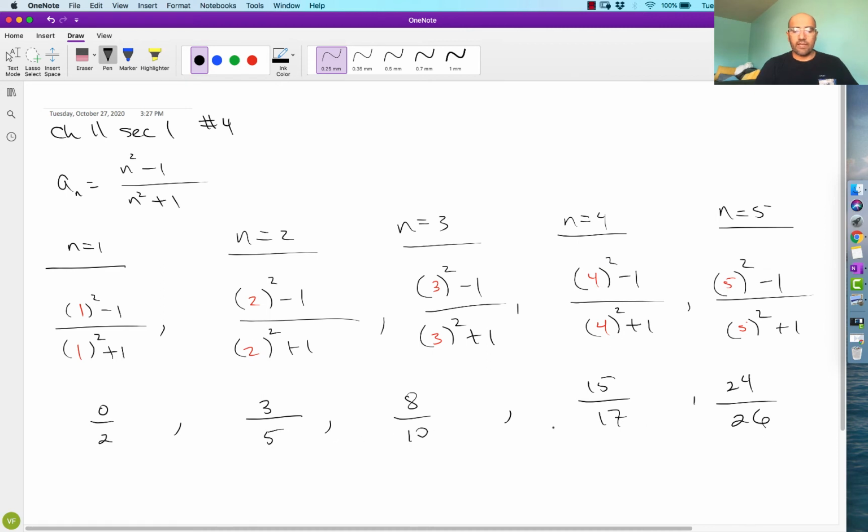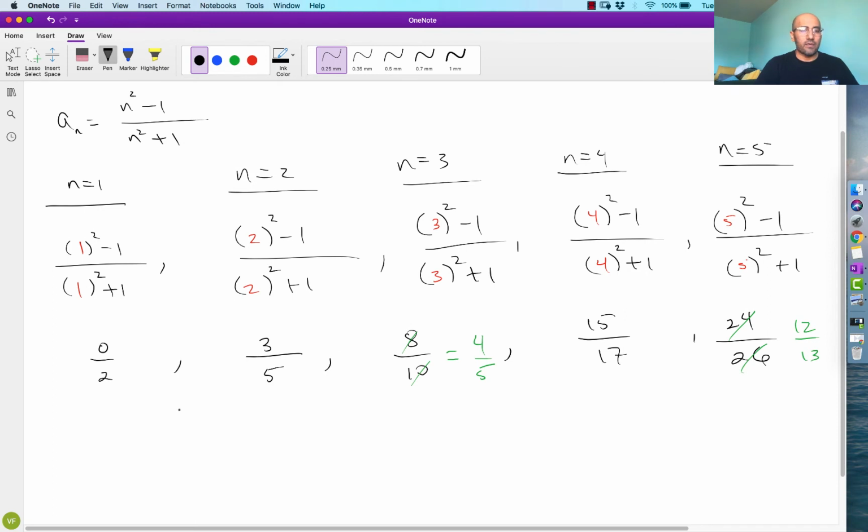Okay, so we could leave it like this, but we can also reduce some of these, which might make it a little more confusing. If we reduce this, this becomes 4/5, dividing by 2 and by 2. And then reduce this one, that's going to be 12/13. So our final way of listing this could either be just the sequence. The first one is just going to be 0.